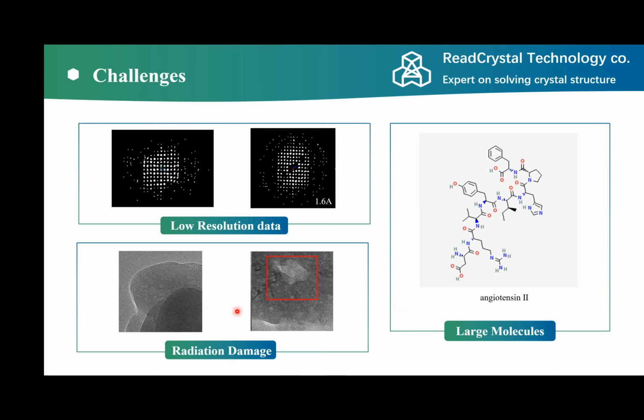Even though we have a cryo holder and we have very sensitive detectors, for some proteins, they are still too sensitive under the electron beam. And for large molecules, for example, polypeptides and some unknown proteins, we still have the phase problem. So how to determine the phase to solve the structure of large molecules is still a challenge for micro-ED.